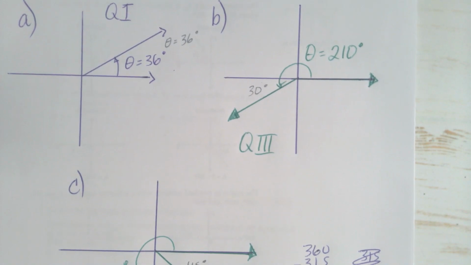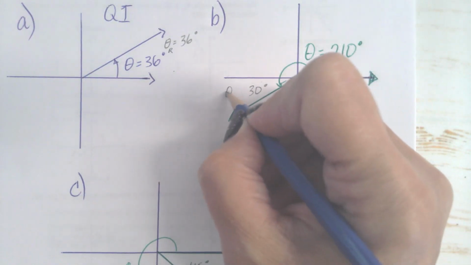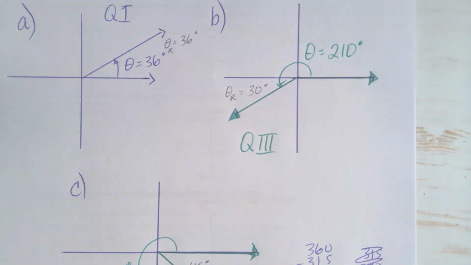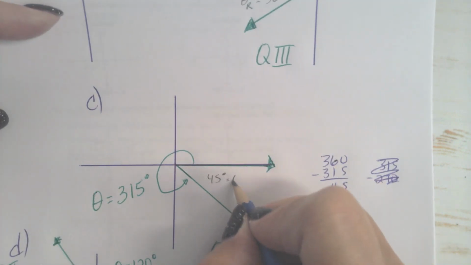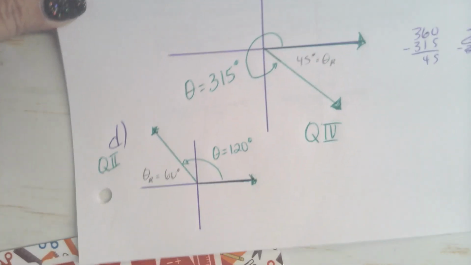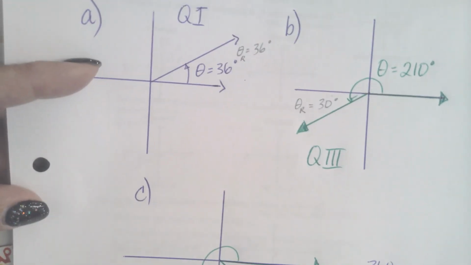These ones that I've written in pencil are called reference angles. And I denote them with a theta, but with a little tiny r as a subscript. Like a little r. They're subscripts. Theta r. Like that.